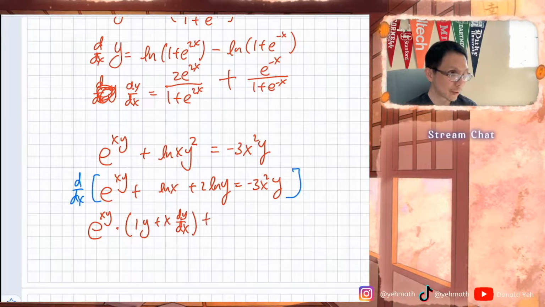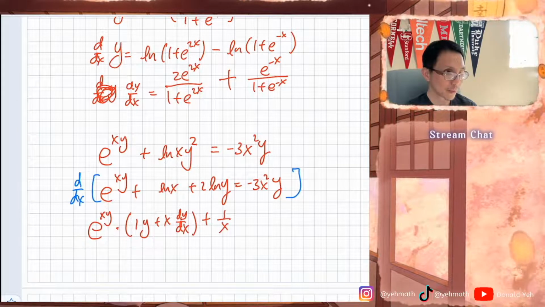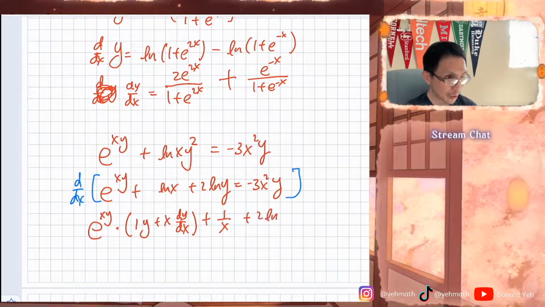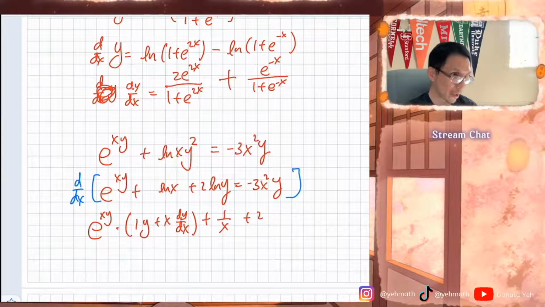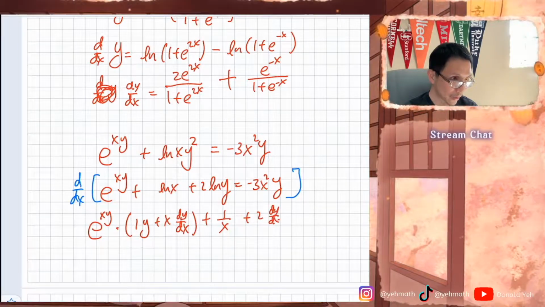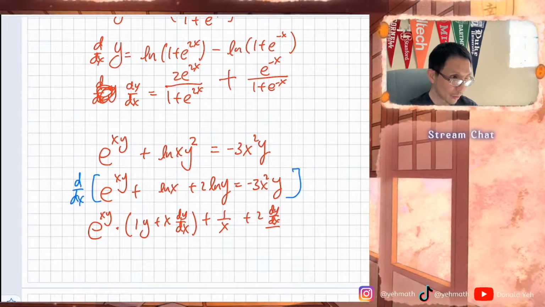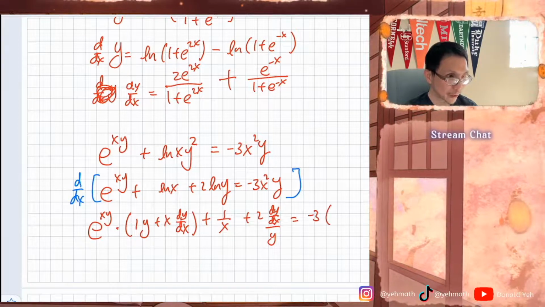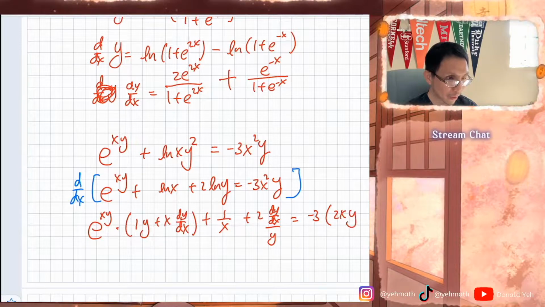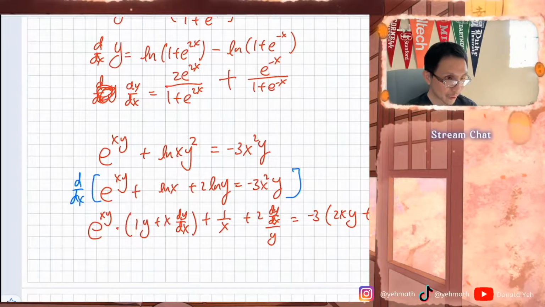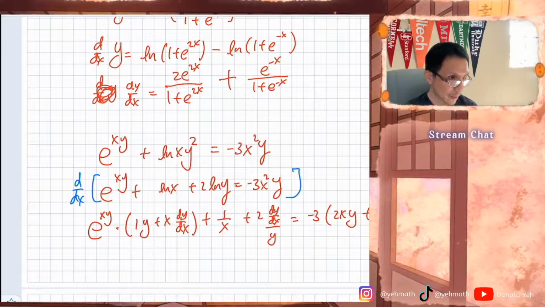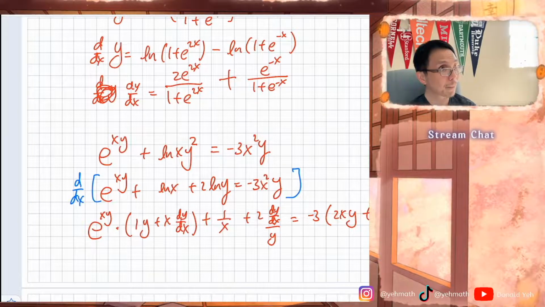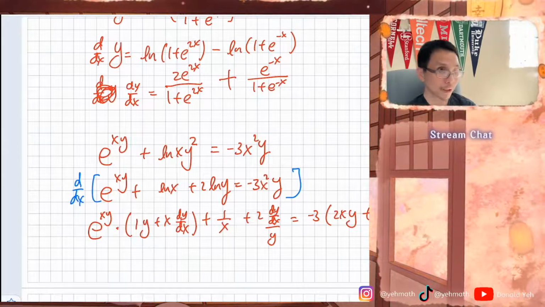And plus 1 over x plus 2 natural log of y, and the derivative of natural log of y is y prime over y, which is dy/dx over y, equal to minus 3. There's a product rule here again, so it'll be 2xy plus x squared dy/dx. Does this make sense? Let me know if you have any questions here.